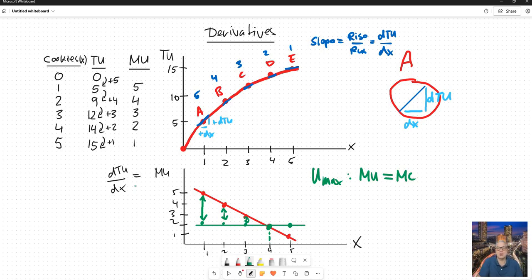So to make a long story short, the marginal utility informs about, well, first of all, mathematically, it informs about the slope at every point of a function. So the marginal utility would inform that at point A the slope is 5 and the slope at point B is 4 and so on. So the marginal utility informs about the slope at every point of a function.